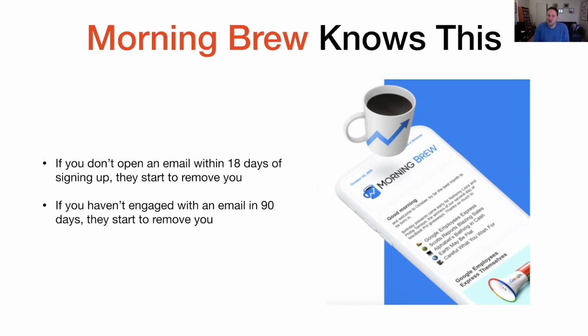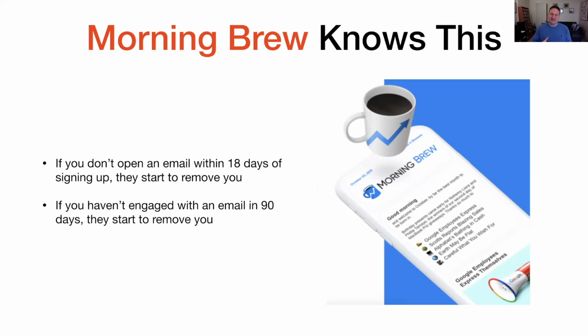optimize for it. So Morning Brew, which is obviously a hugely successful newsletter, they remove people frequently who aren't paying attention. So if you don't open an email within 18 days of signing up to their newsletter, they start to remove you. And when I say start to remove you, what I mean is they will send you some re-engagement emails saying, hey, you haven't opened, are you not interested anymore? And if you don't respond to those, eventually you're off their list pretty quickly.